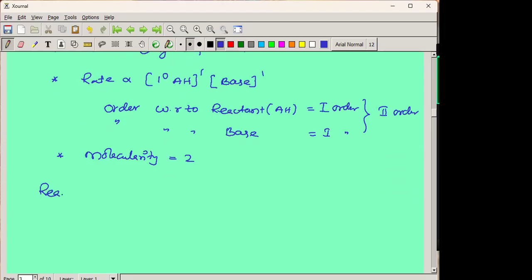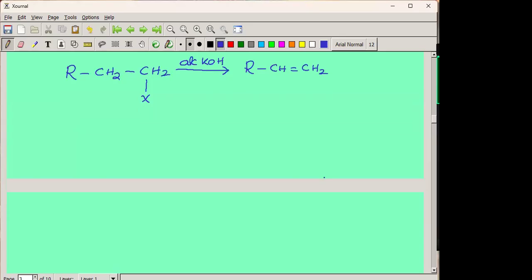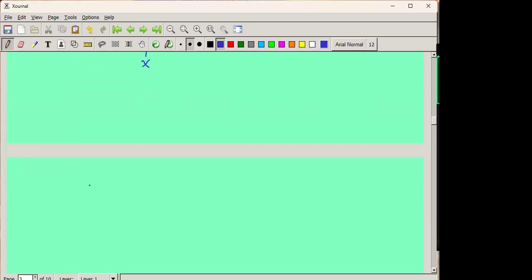So now the reaction and its mechanism. Primary alkyl halides are involved in this process, RCH2CH2X. Here we are going to take alcoholic KOH. Alcoholic KOH is used. The formed product is RCH double bond CH2. So alkene is formed. The mechanism is a single step mechanism.